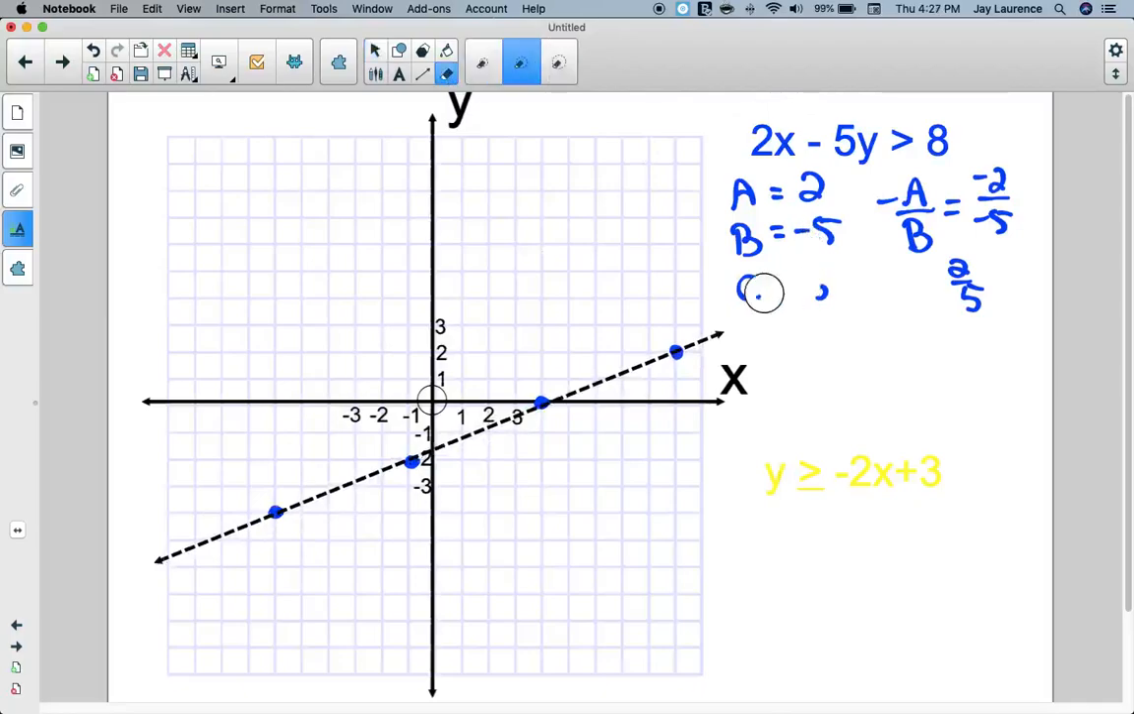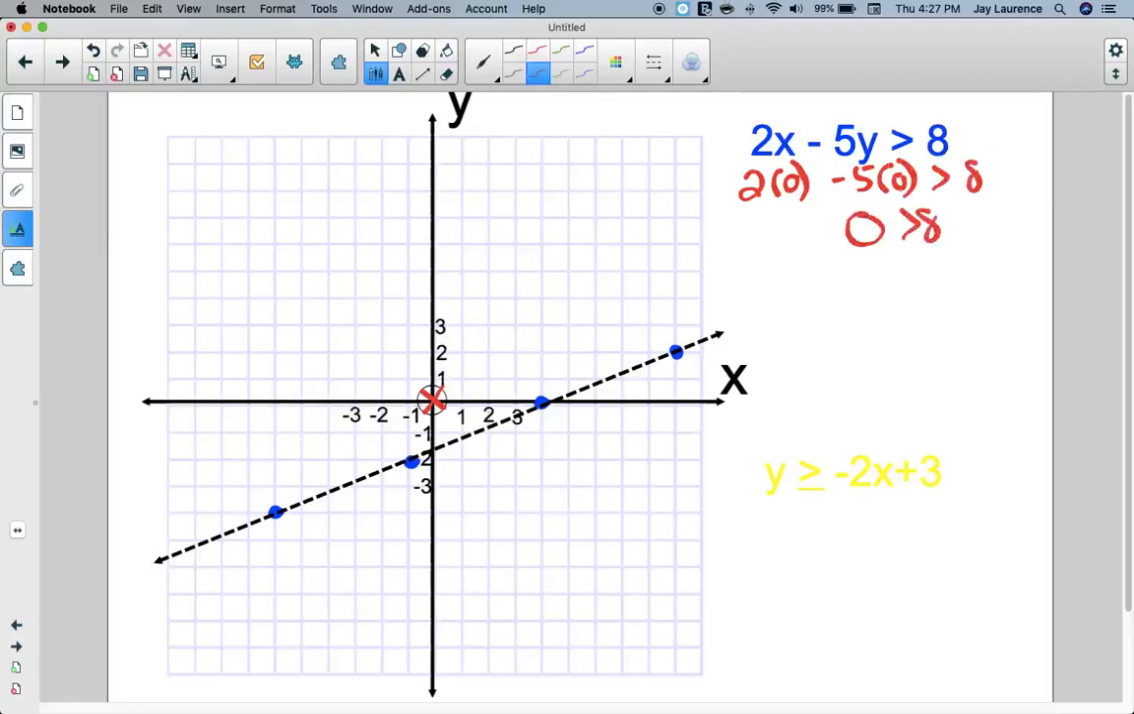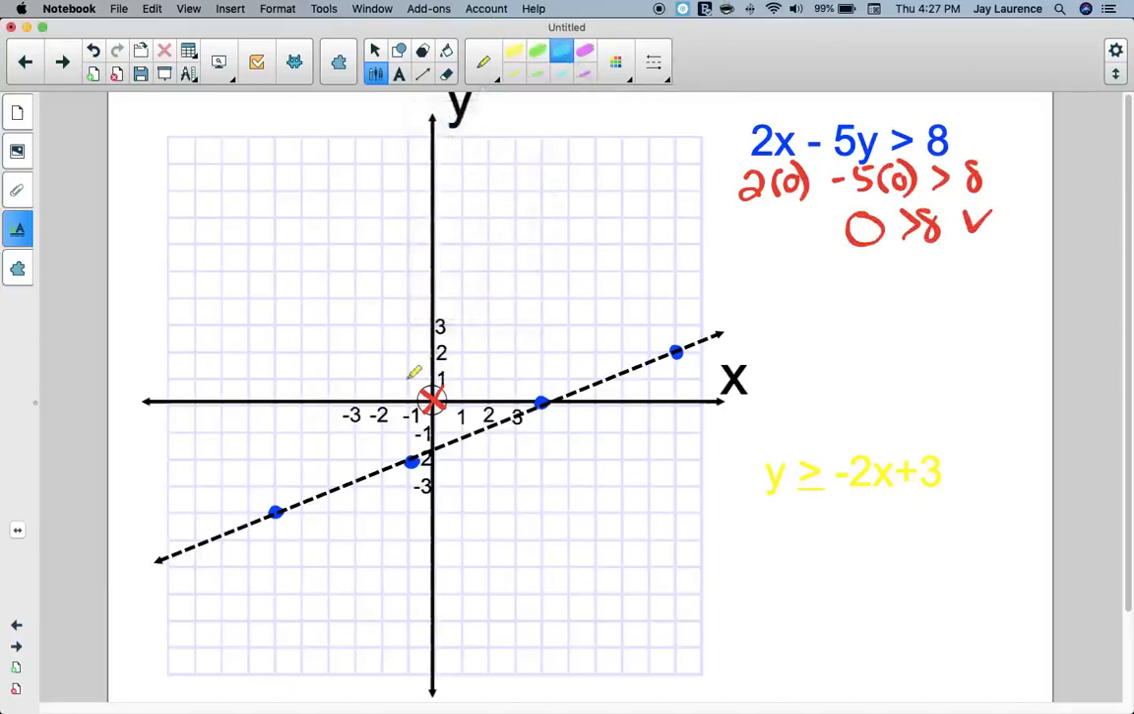All right, so now I've got to decide where to shade. And to do that, I like a test point. My favorite test point is usually the origin. I can't use the origin if the line goes through it, okay? So I'm going to plug 0 in for x. So I'm going to get 2 times 0 minus 5 times 0, because the coordinates of the origin are 0, 0. It's greater than 8. The left-hand side will simplify to 0 is greater than 8. That is a true statement. I need to shade above the line. So I'm going to shade all of this, right?